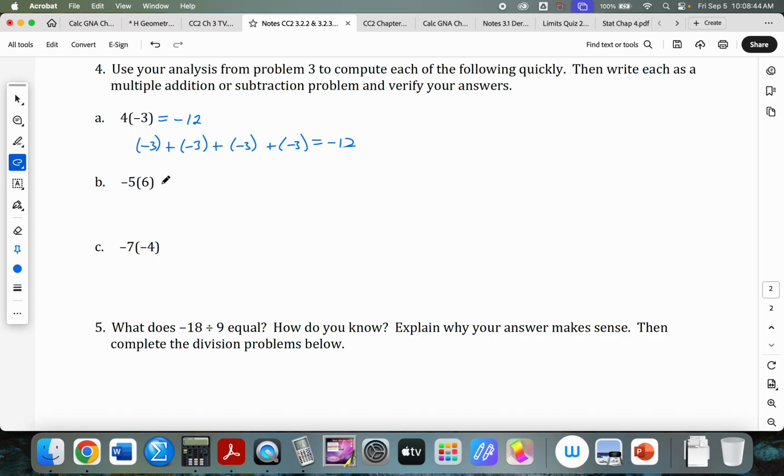If I multiply negative 5 times 6, what do I get? Negative 30. Because here I'm subtracting, so I'm going to start with 0 minus a 6. I'm going to subtract 6 5 times. And that's also equal to negative 30.